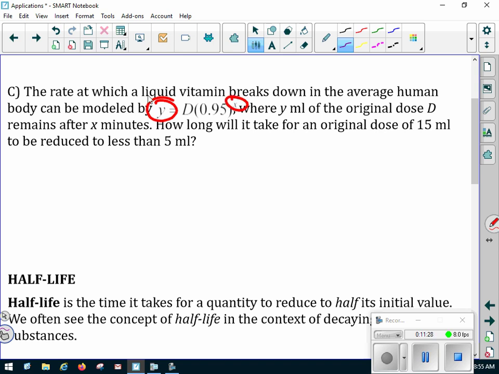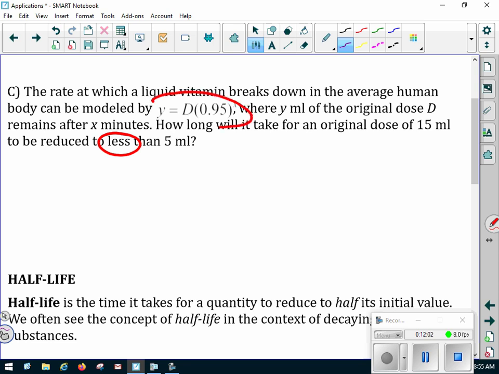Okay? What does the D stand for? The amount, the original amount. Yep. All right, let's put it in. Let's write an equation. What do we want to know? How long will it take for an original dose of 15 milliliters to be reduced to less than 5? Just set up your equation so that it equals 5. And then we'll say whatever time that is, we'll say after that. Okay?